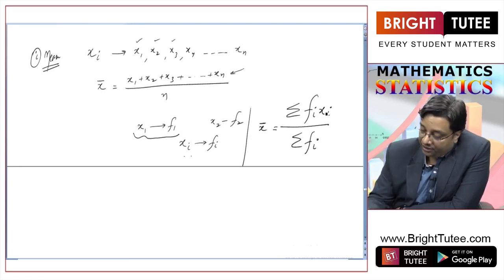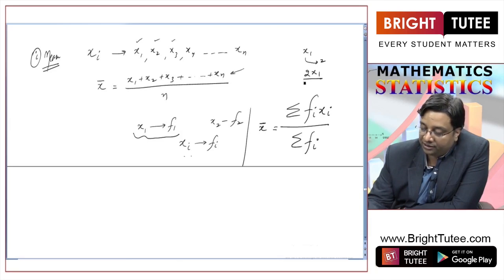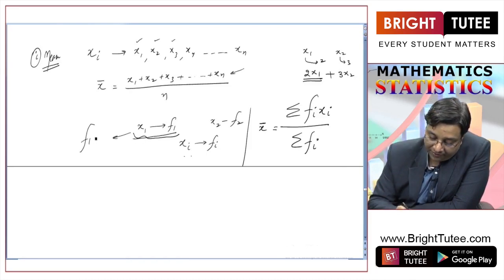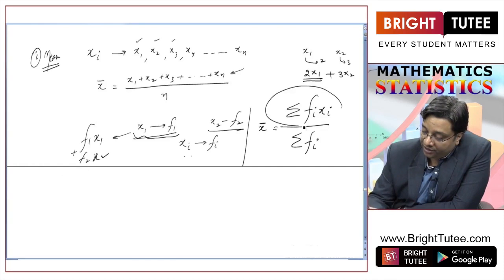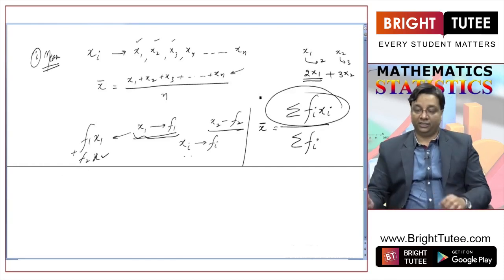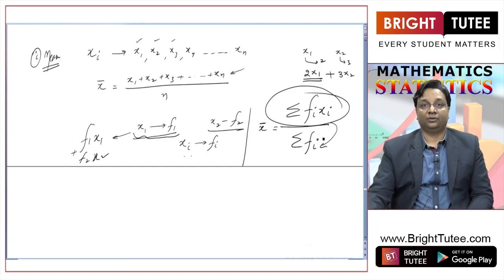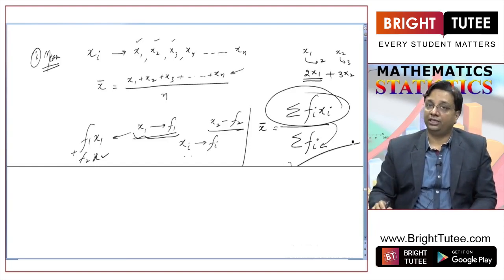Okay. What I mean here is, let us say x1 appears 2 times. So you will say 2x1 is the sum. x2 appears 3 times. So you will say 3x2 I'll take in the sum. Similarly, x1 appears f1 times. So the sum will be f1 x1. For this the sum will be f2 x2 and you add these. So this will give you sigma fi xi, which is the sum of observations, and sigma fi is the number of observations. So this is the formula for calculating mean of a data.